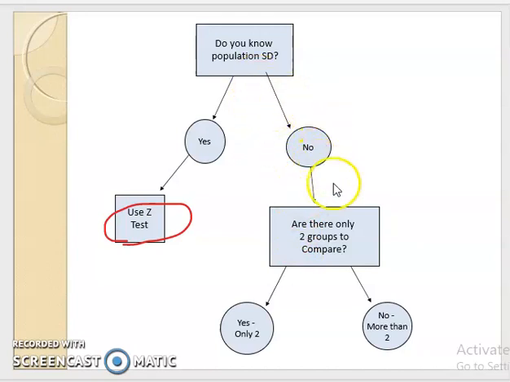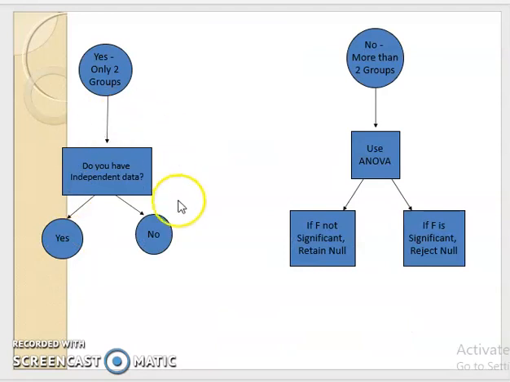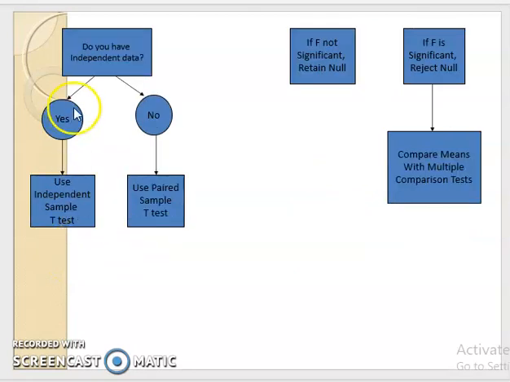And if SD is not there, and there are only two groups to compare, then you can go for independent data. If there are more than two groups, then you can use ANOVA for the test statistic. If it is independent data, then you can go for the t-test, and if the null hypothesis is rejected, then you can go for a multiple comparison test.